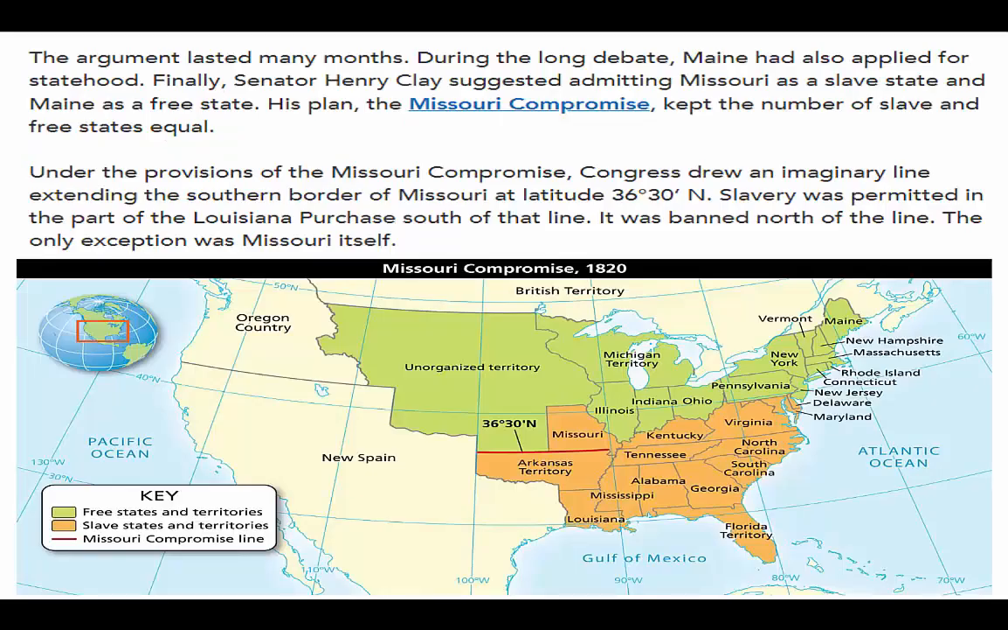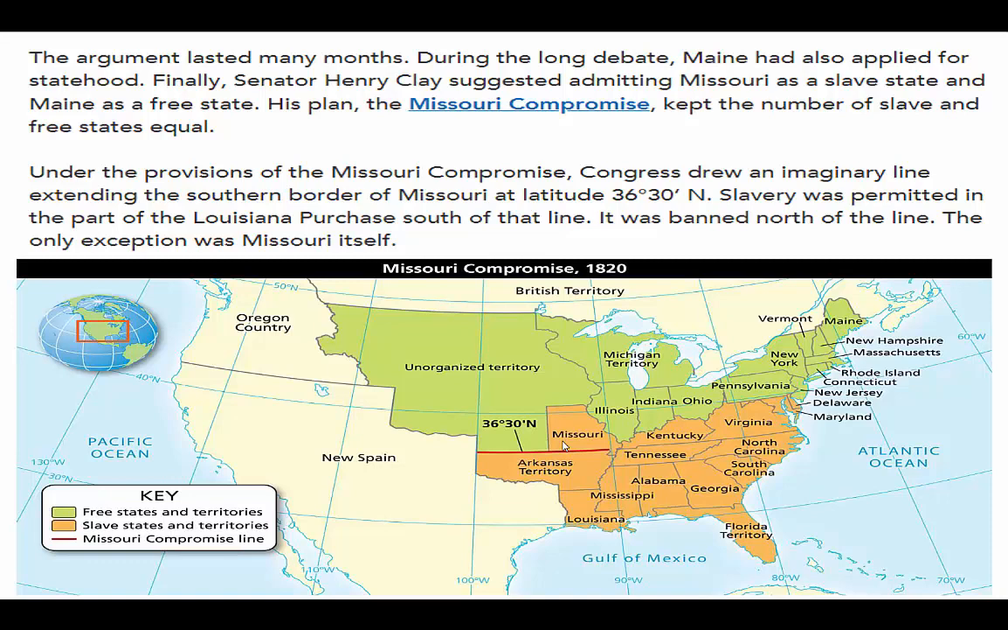The argument lasted many months. During the long debate, Maine had also applied for statehood. Finally, Senator Henry Clay suggested admitting Missouri as a slave state and Maine as a free state. His plan, the Missouri Compromise, kept the number of slave and free states equal. Under the provisions of the Missouri Compromise, Congress drew an imaginary line extending the southern border of Missouri at latitude 36°30′, pointed out here. Slavery was permitted in the part of the Louisiana Purchase south of that line. It was banned north of the line. The only exception was Missouri itself.